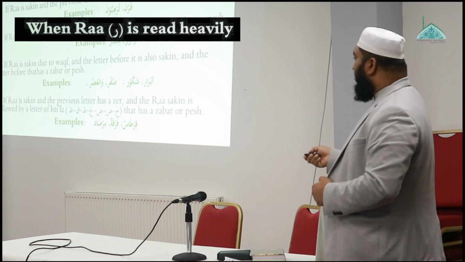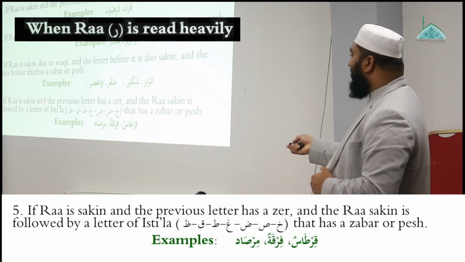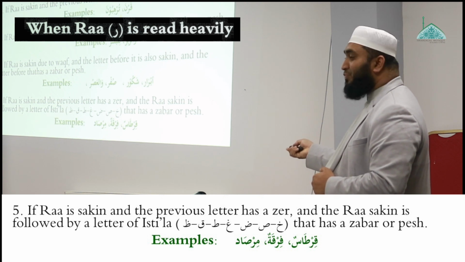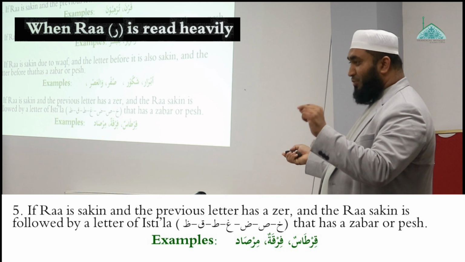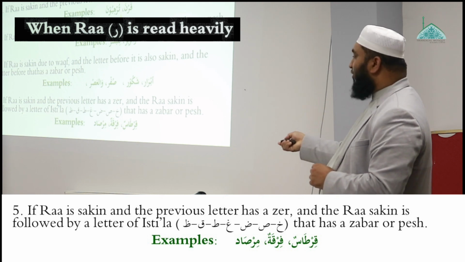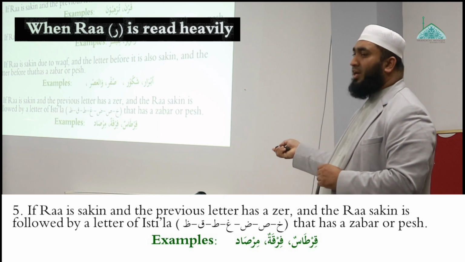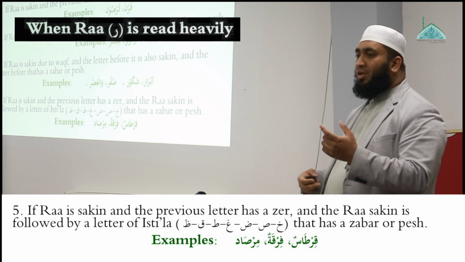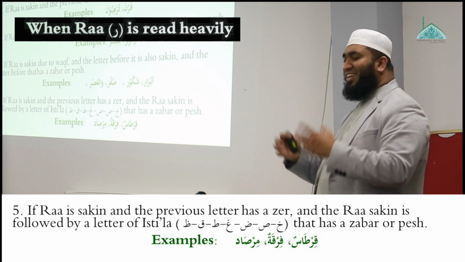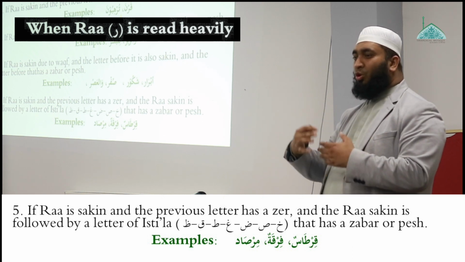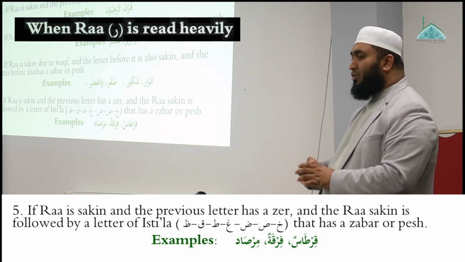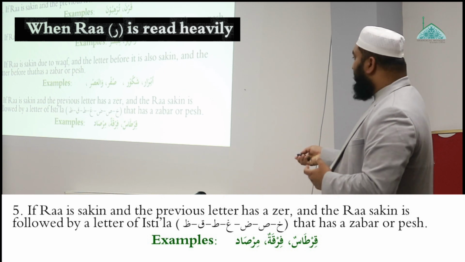Okay, now the last one. If Ra is Sakin and the previous letter is Sakin with a Zer before it, Ra will be light, or barik. However, if the Ra Sakin is followed by a letter of isti'ala. Now what is isti'ala? Isti'ala are the letters of heaviness. The letters that are always read heavily are called the letters of isti'ala. So if you can, memorize this word, isti'ala.